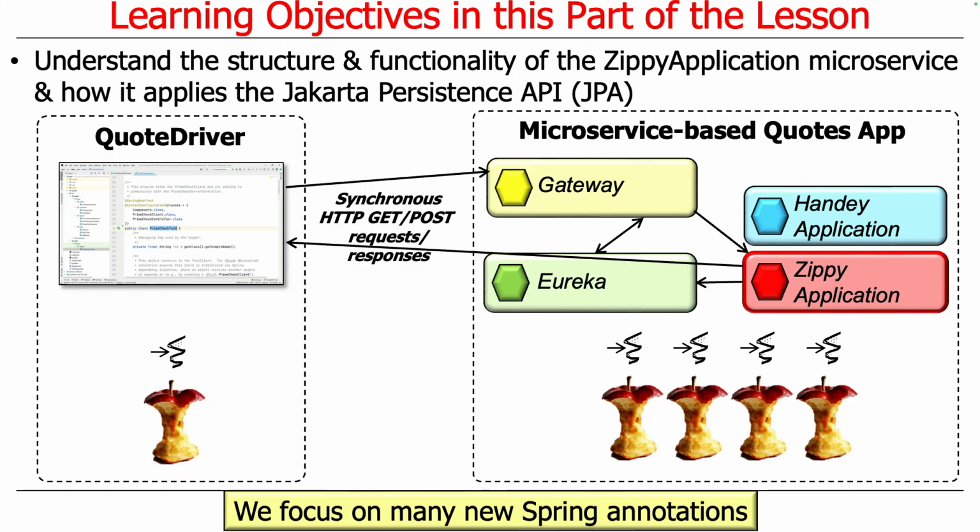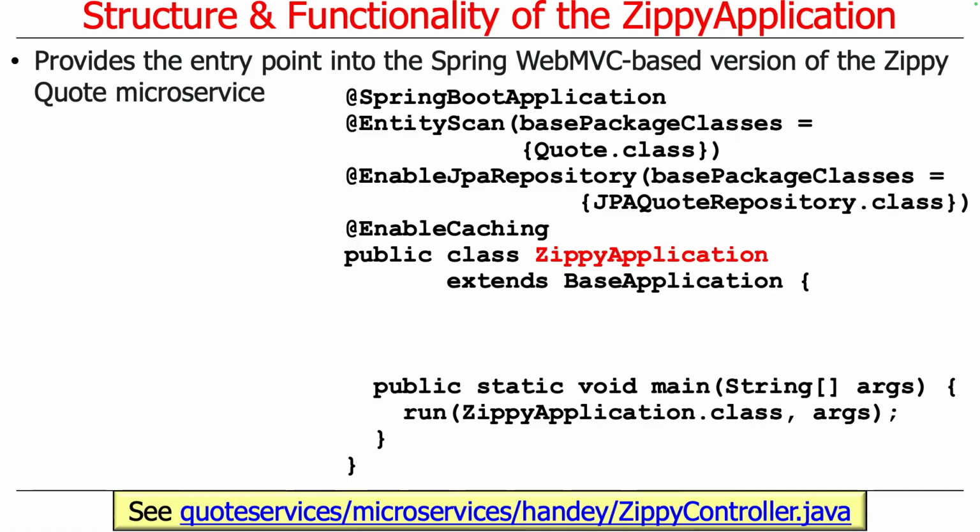We're going to start by describing the Zippy application microservice and outline how it applies the Jakarta Persistence API, or the so-called JPA. And part of the focus here is going to be on some new Spring annotations that we'll use for various reasons to do persistence and also caching, which is pretty fun. So let's start by talking about the Zippy application.